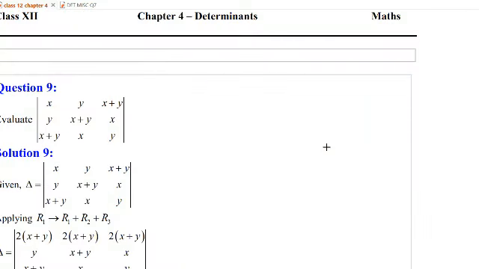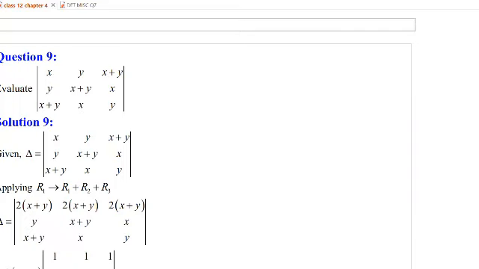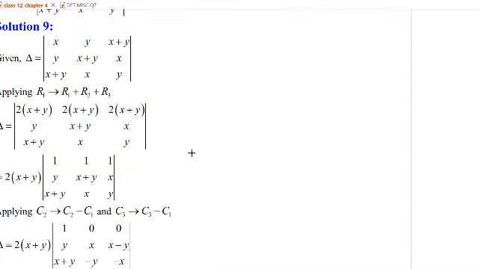Question number 9. Last question of this video. Evaluate. What we'll do? Adding row 1, row 2, row 3. So in the top row we'll get 2x plus y, 2x plus y, 2x plus y. Taking this 2x plus y common, we'll get 1 1 1. Now we'll make this 0 by subtracting column 1 from column 2, and this also by subtracting column 1.